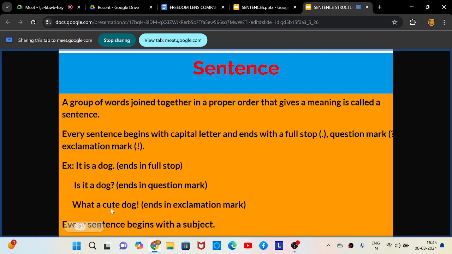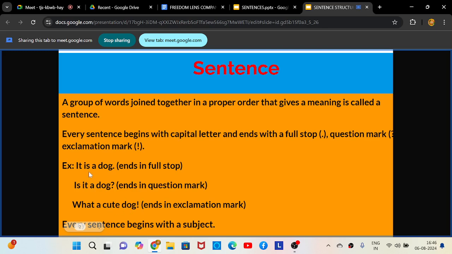Now we have three sentences here. The first one is, it is a dog. The second one is, is it a dog? And the third one, what a cute dog. You can identify the difference between these three sentences. The first sentence ends with a full stop, so this is a statement. The second sentence ends with a question mark, so it is a question. And the third sentence, what a cute dog, ends in an exclamation mark, so this is an exclamatory sentence.